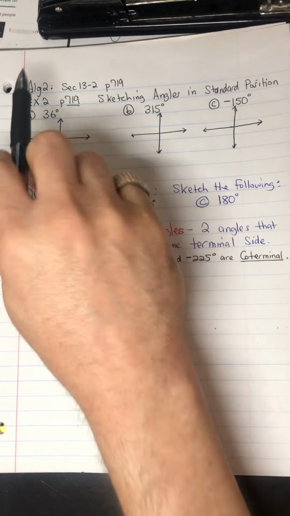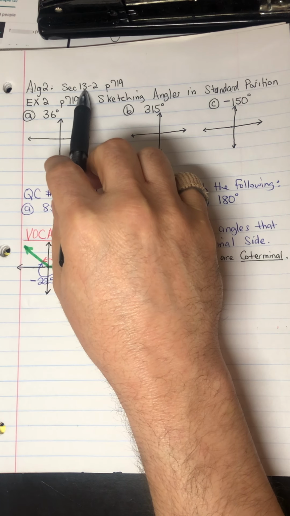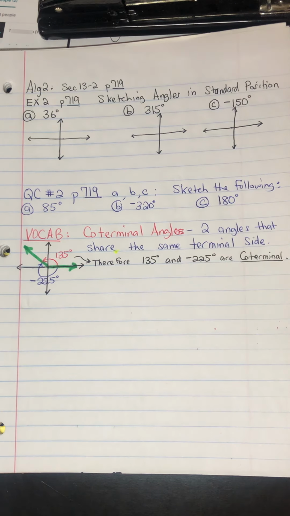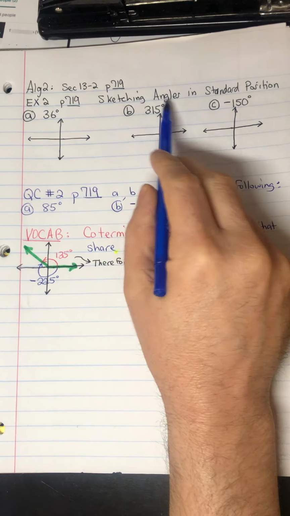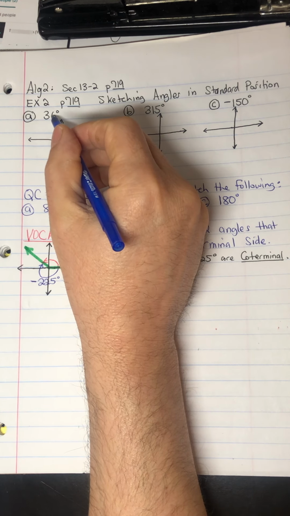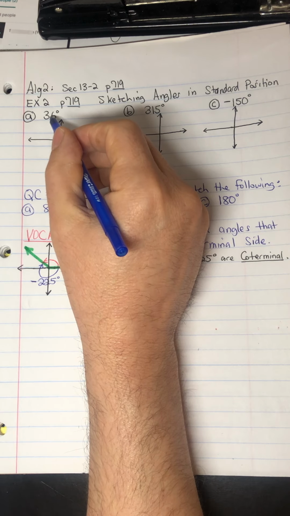Okay, so now we're still on section 13-2. This is example 2 now, on page 719, sorry. What we want to do is sketch angles in standard position. What's the angle measurement of positive 36 degrees?